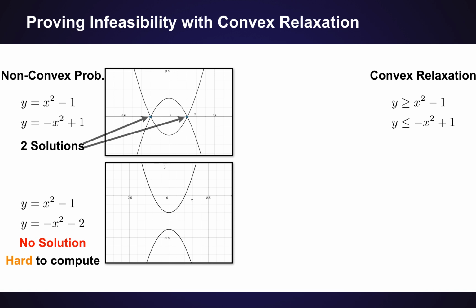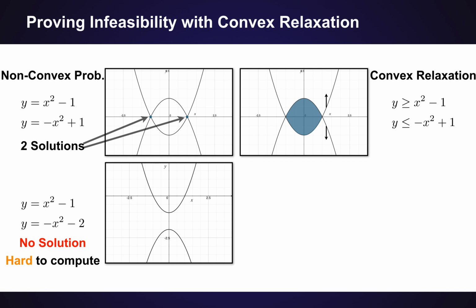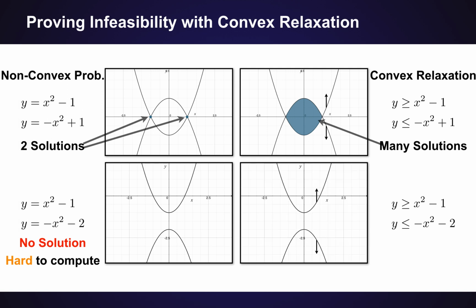Now let's look at a simple convex relaxation of this non-convex problem. Basically what we've done is turned the equalities into inequalities, and now we've defined a feasible region, which is this kind of oval shape. And now we have many more solutions than just two because we relaxed it. That's what we expect. But the good thing now is if we go to that infeasible problem before and we relax it, even though we have inequalities, there's still no feasible solution. And that's actually quite easy to prove.